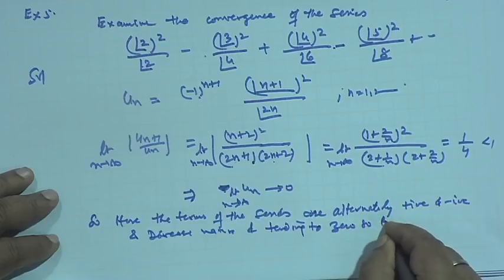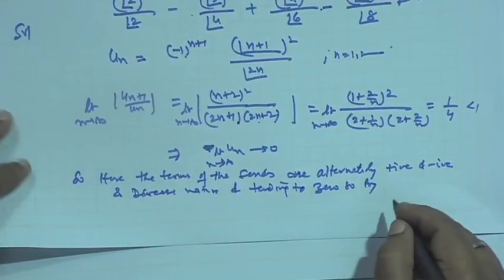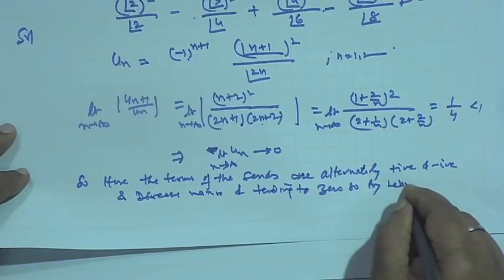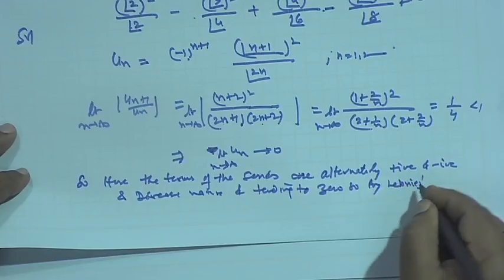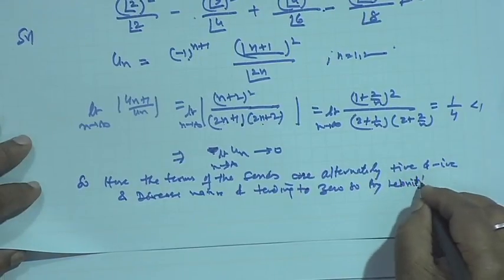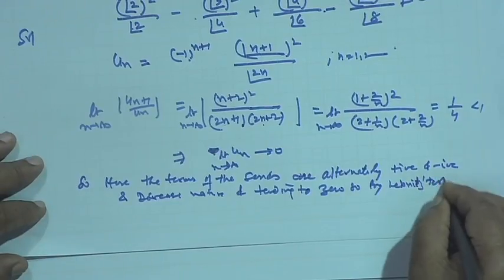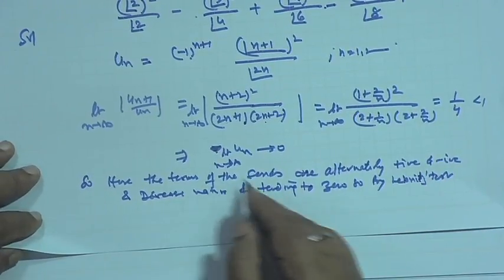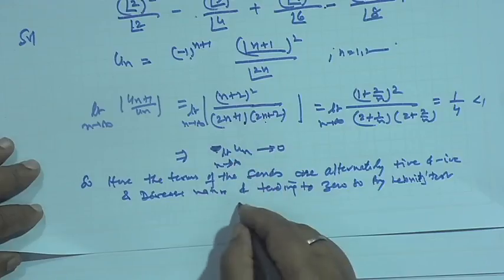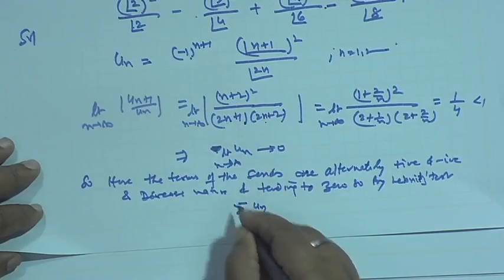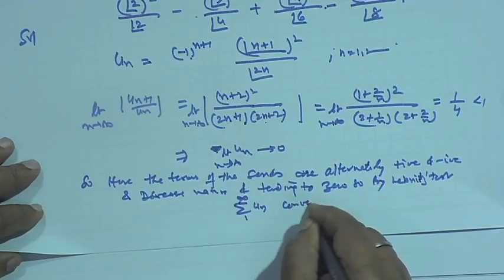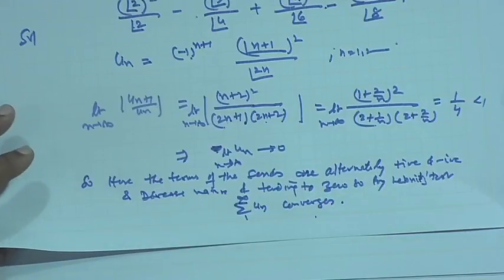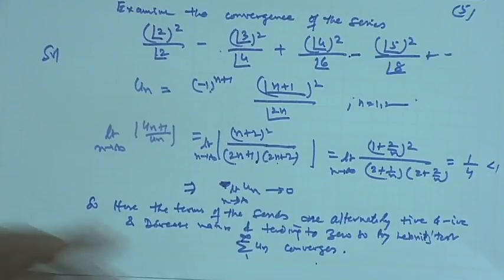So, by Leibniz test, the series sigma u_n, 1 to infinity, converges. So, that is what it is, converges. Is it okay?